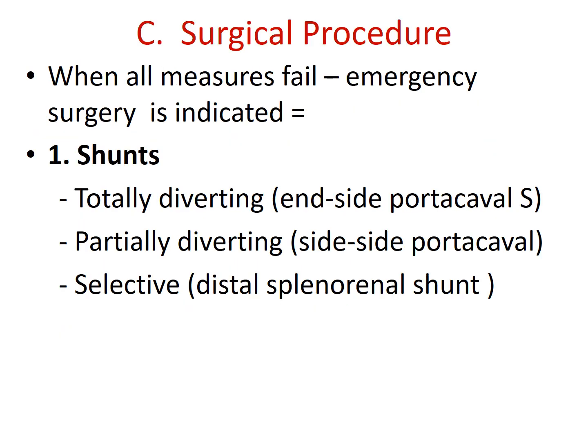Now come to the surgical procedures, which are required in many conditions if all the medical measures fail. Emergency surgery is indicated. In an emergency you can do a shunt operation: a totally diverting shunt, the end-to-side portocaval shunt; a partially diverting shunt, the side-to-side portocaval shunt; and a selective one, the distal splenorenal shunt.